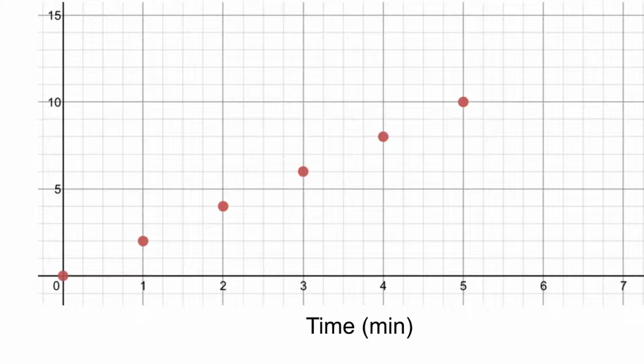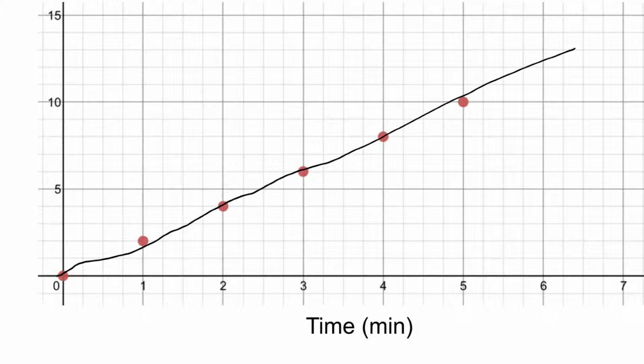We can do this on a graph too. Often you'll be asked to interpolate from graphs. So at 2.5 minutes, how many will I have eaten? 5. That's interpolating. Funny word, I know, but that's what it means.